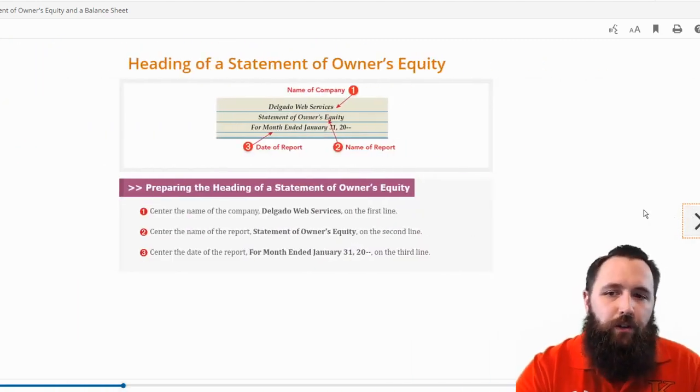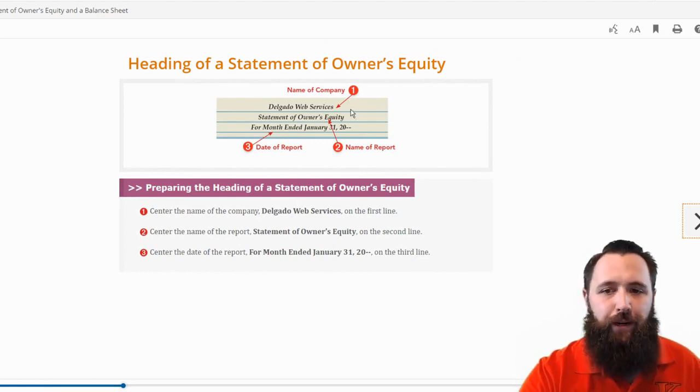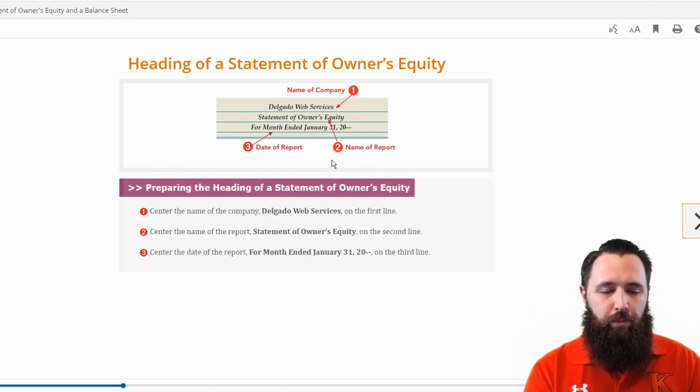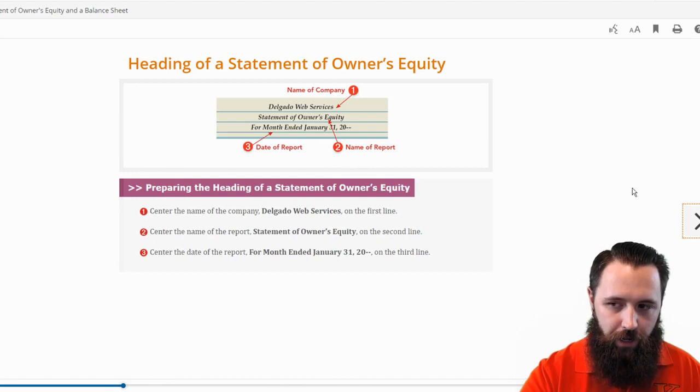So let's move forward here. The heading of the statement of owner's equity is very similar to the income statement. We're going to put our company name, statement of owner's equity, and then for the month ended January 31st or whatever month you're in. It is showing that it is a report that is covering an entire fiscal period, or the changes in a fiscal period.